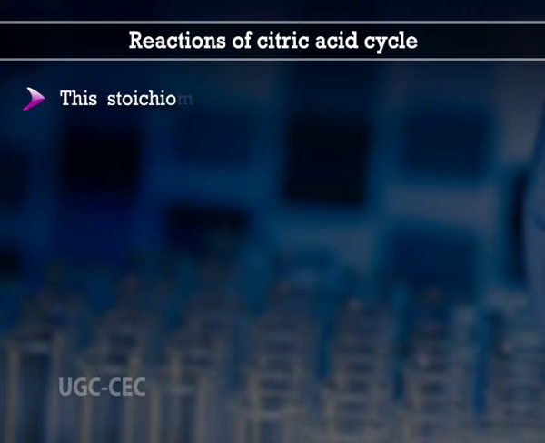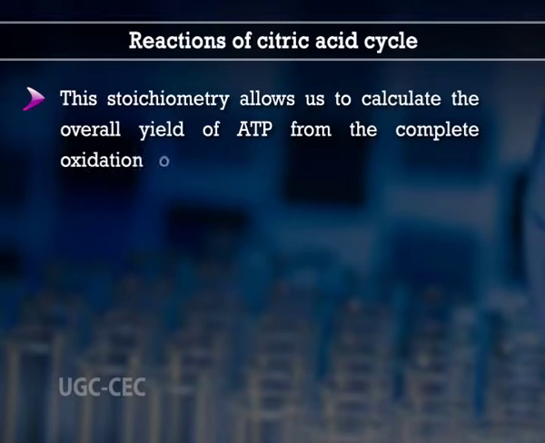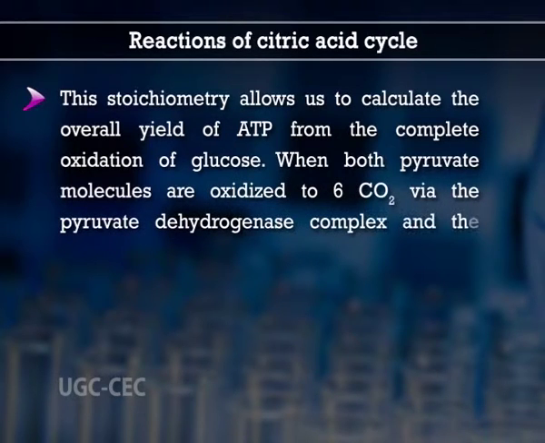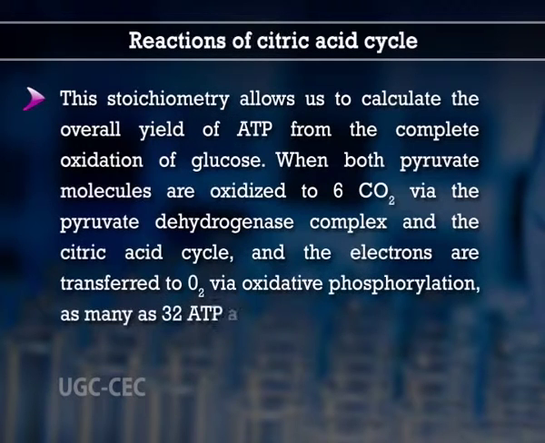This stoichiometry allows us to calculate the overall yield of ATP from the complete oxidation of glucose. When both pyruvate molecules are oxidized to 6 molecules of carbon dioxide via the pyruvate dehydrogenase complex and the citric acid cycle, and the electrons are transferred to oxygen via oxidative phosphorylation, as many as 32 ATP are obtained per glucose.